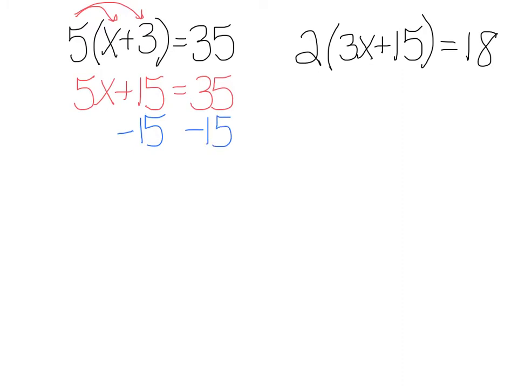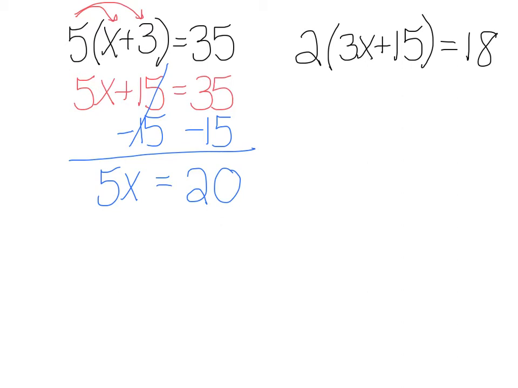And I'm going to subtract that on both sides because what you do on one side, you do on the other. This is going to cancel out, and we're left with 5x. 35 minus 15 is 20. So we're left with 5x equals 20.